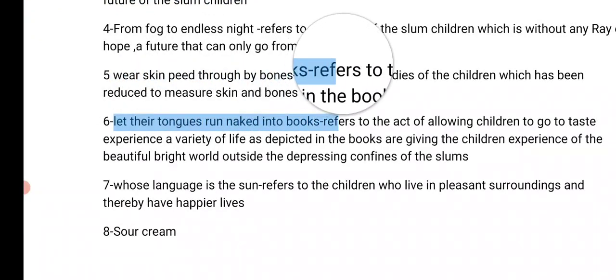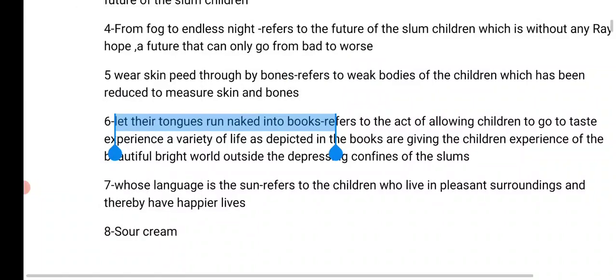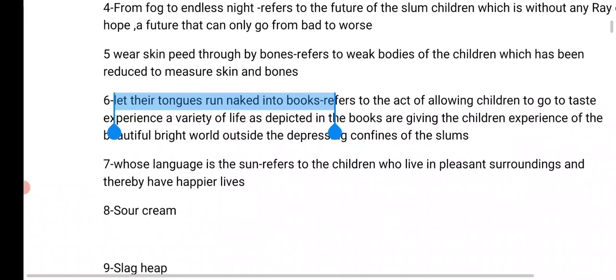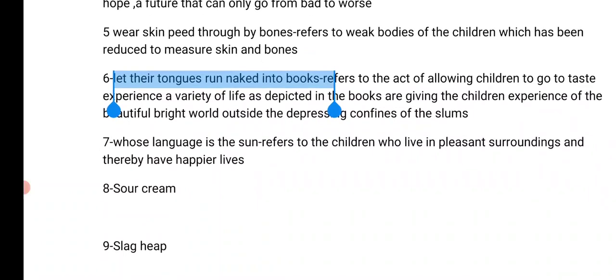Let their tongues run naked into books. The literal meaning is something else, but metaphorically it refers to the act of the children going out, and the poet wants them to have experience of nature. He also wants them to enjoy their life, and run naked into books means he wants them to have good education so that they could study, they could understand, they could play outside the slum, and they could get all the education they deserve.